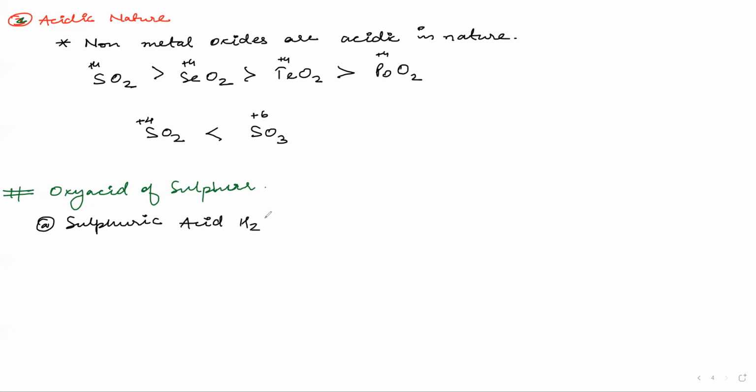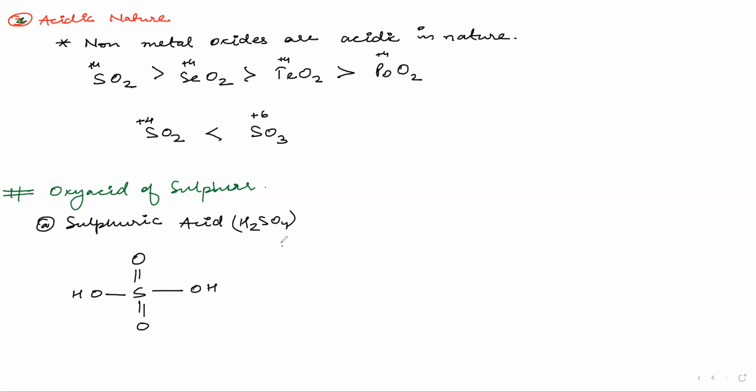The formula is H2SO4. How will we draw the oxy acids of sulfur? For oxy acids of sulfur, you first draw the sulfur, then draw the number of hydrogens. No, just draw OH. How many OH bonds? The number of OH bonds is equal to the number of hydrogen atoms. If there were three hydrogen atoms, I would have drawn three OH. So this is the first step. And now just add the double bond oxygens.